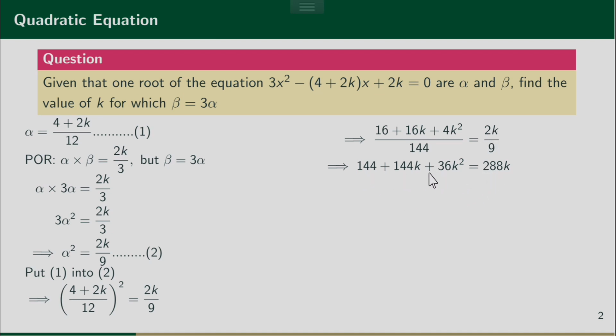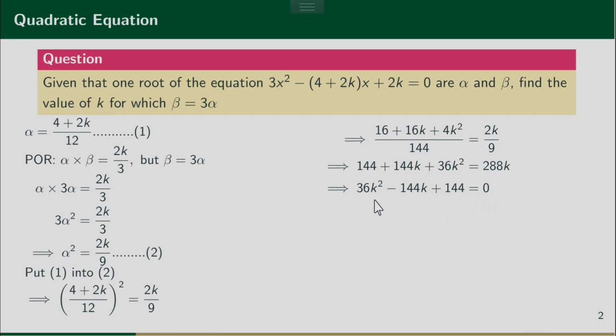Now notice that this is a quadratic equation in k because the degree of this term is 2 and the variable in this term is k. So I can reorder it by taking all terms to the left hand side. This 36k squared remains on the left hand side. Then I bring this 288k to the left hand side and it subtracts. So I'll have 144k minus 288k, that gives negative 144k. Then I'm left just with plus 144 is equal to 0.